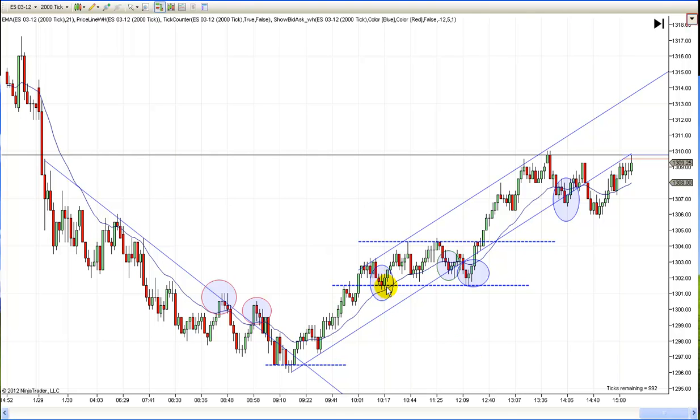There's a couple of reasons to take this trade. You had a high here, you pulled back, you moved back. So that's a two-legged pullback to the EMA after a nice move up, which is one of our number one money-making entries.